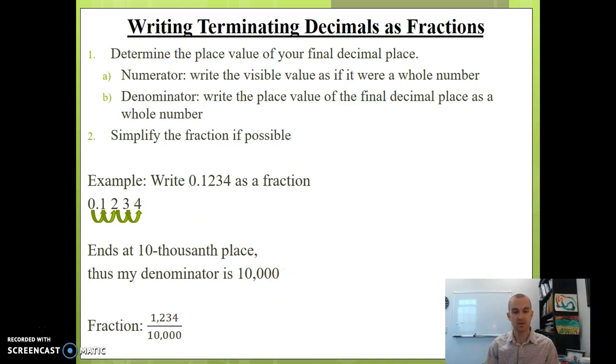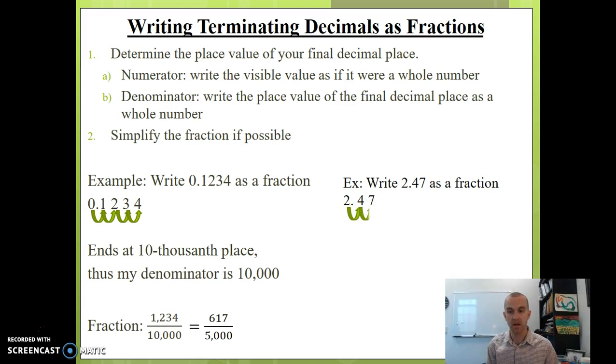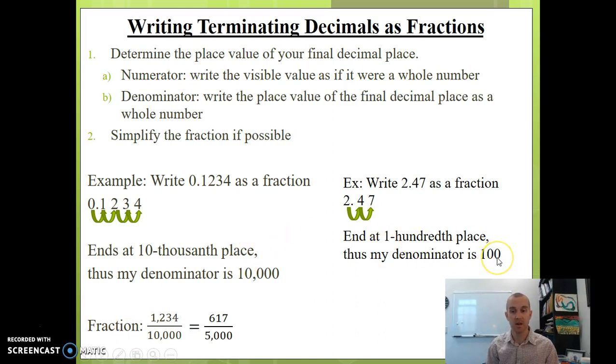So there's a couple ways I can help you know what the denominator should be. That means we have 1,234 over 10,000, and we do want to simplify that. We know that both those numbers are divisible by 2, so that could become 617 over 5,000. Say here's another example, 2 and 47 hundredths. Well, right there, that should tell us our denominator is hundredths. But again, we can count the decimal places. We see 1, 2. That would tell us we end in the hundredths. Or again, 2 decimal places tells us we need 2 zeros on that denominator. So we write our whole number, which is that entire number, 247 over 100, and that can't be simplified.